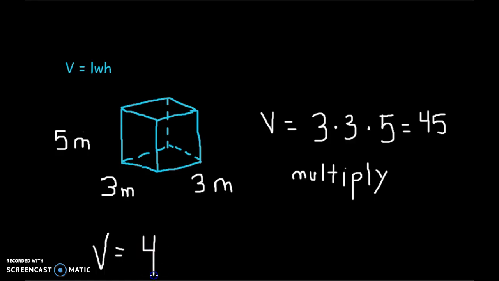But we have to know what kind of unit we're using. And here you see we're using meters. So once we multiplied the length times the width, that gave us meters squared. And then we multiply it by the height, that is going to give us meters cubed. Because volume is measured by cubic units. And so our unit is meters, and it's cubic. So that's why it's meters cubed. So now we know how to find the volume of a rectangular prism.